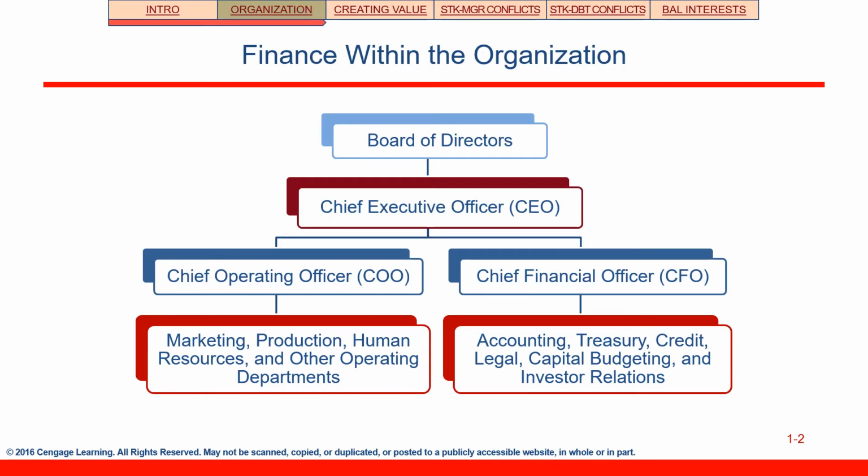So, finance within the organization. Look at our organizational chart. The top is the board of directors, followed by the chief executive officer, the CEO. Under the CEO are the chief operating officer, the COO, and the chief financial officer, the CFO. The COO handles the marketing, the production, the human resources, and other operating departments, while the CFO handles the accounting, treasury, credit, legal, capital budgeting, and investor relations.